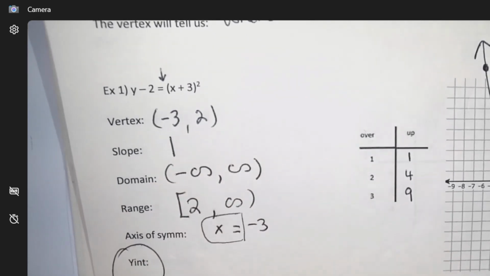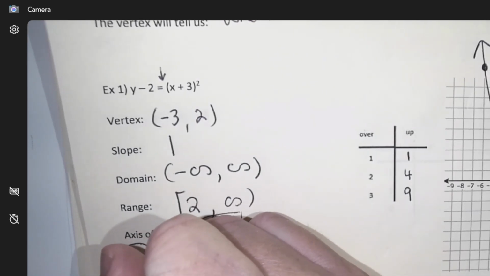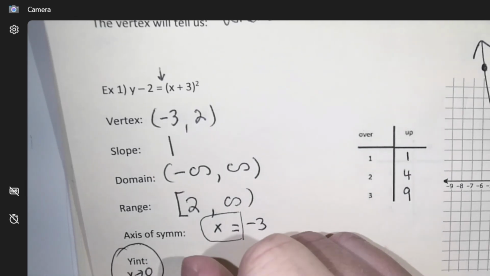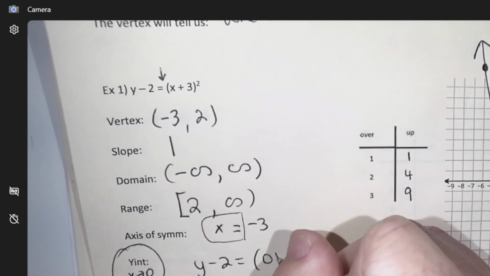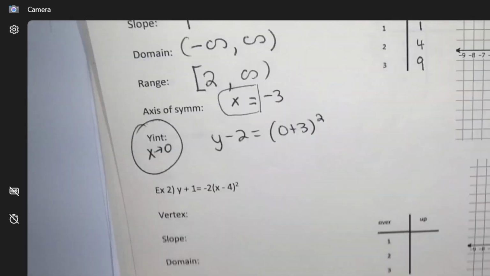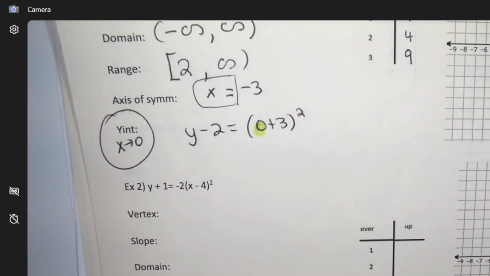Okay, and then we did this yesterday. What does a y-intercept mean? A y-intercept is where x is 0. So that's what I did. I went into the equation and I made x 0. Remember we did this yesterday?